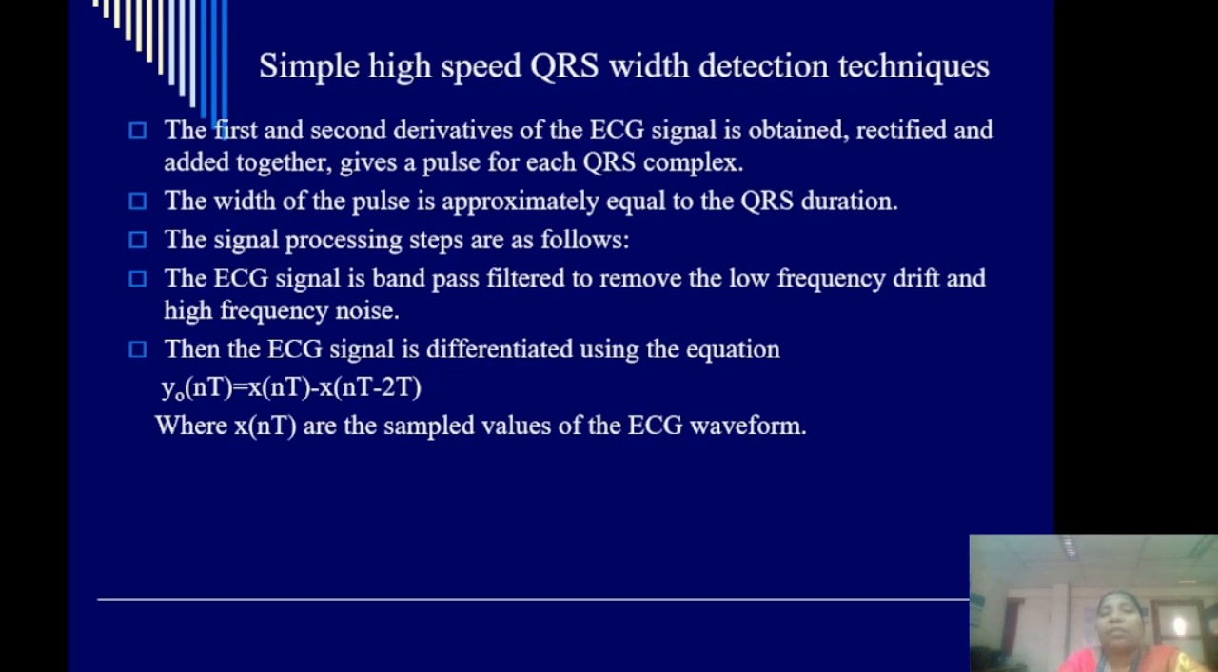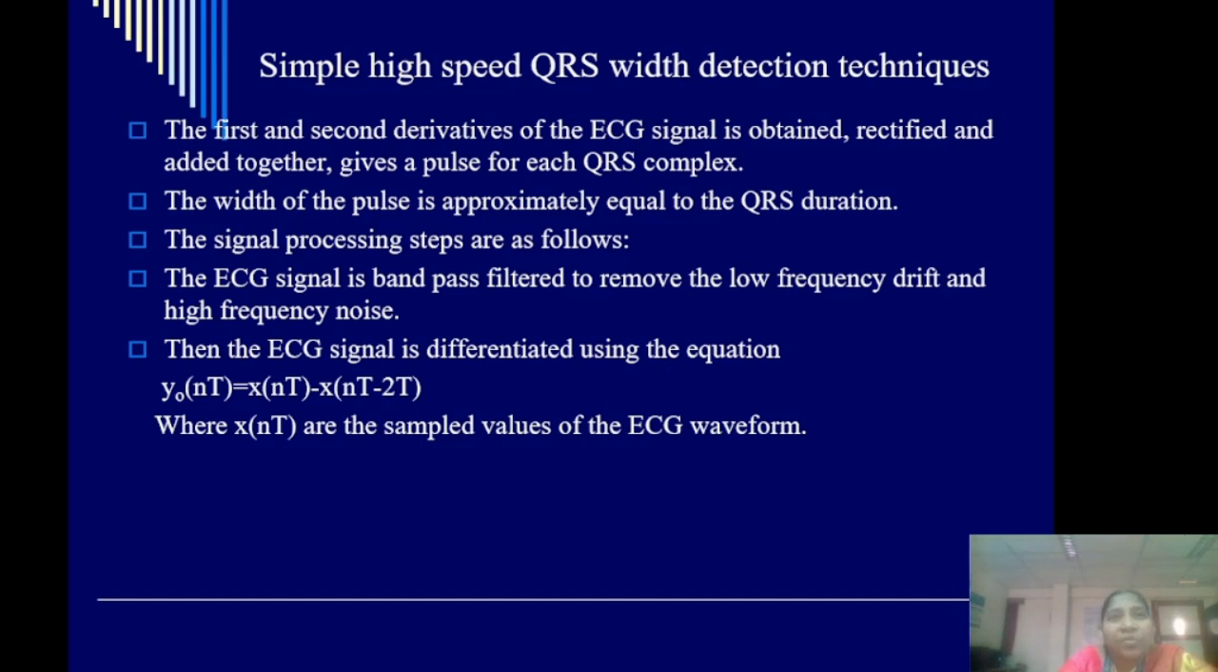In this method, to the ECG signal we first apply the first order derivative and second derivative to obtain the signal, and then we apply the rectification process to detect the QRS complex from the signal. Then we can measure the width of the pulse, which is equivalent to the QRS duration. The initial step: since the ECG signal has some noise, we have to remove that noise. For that we apply the band pass filter.